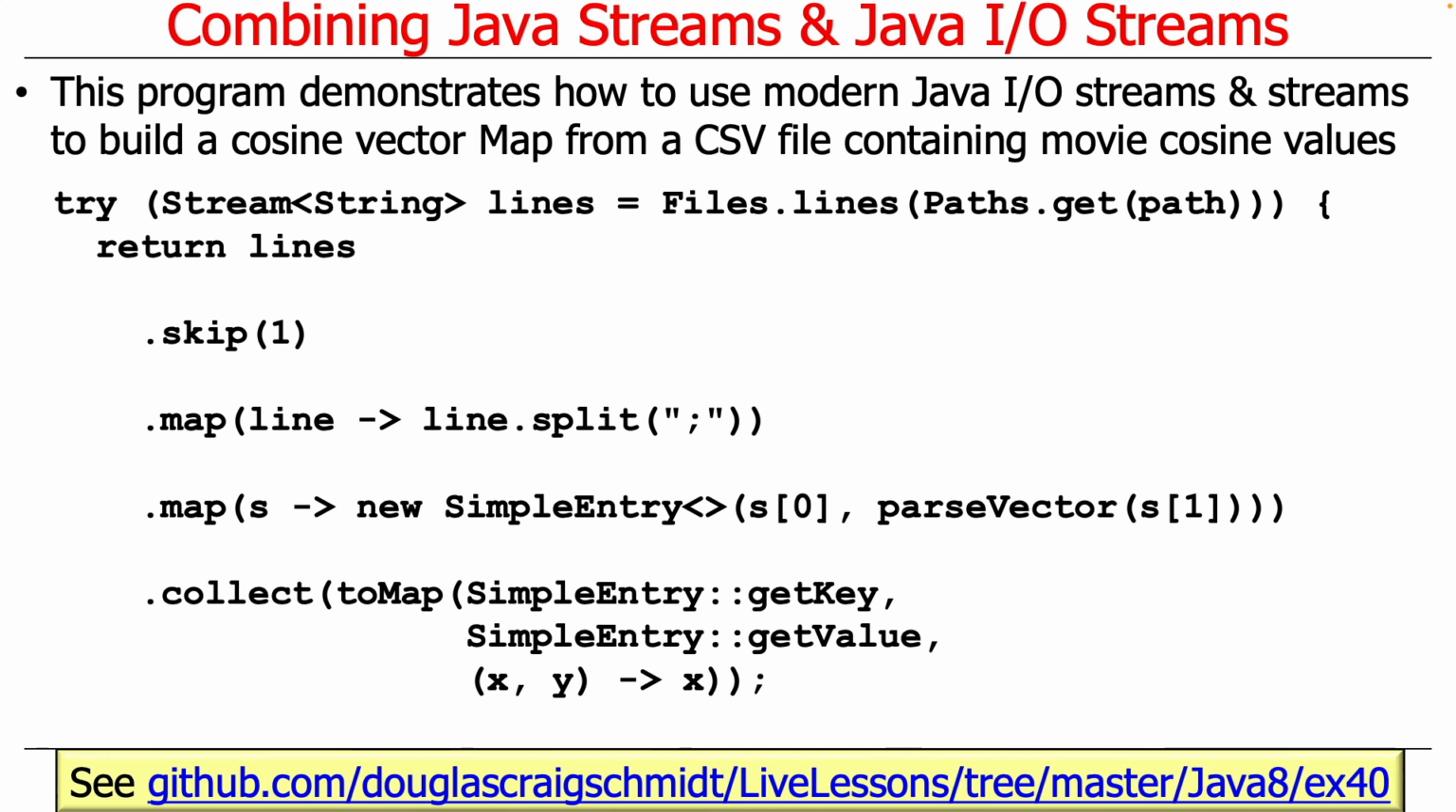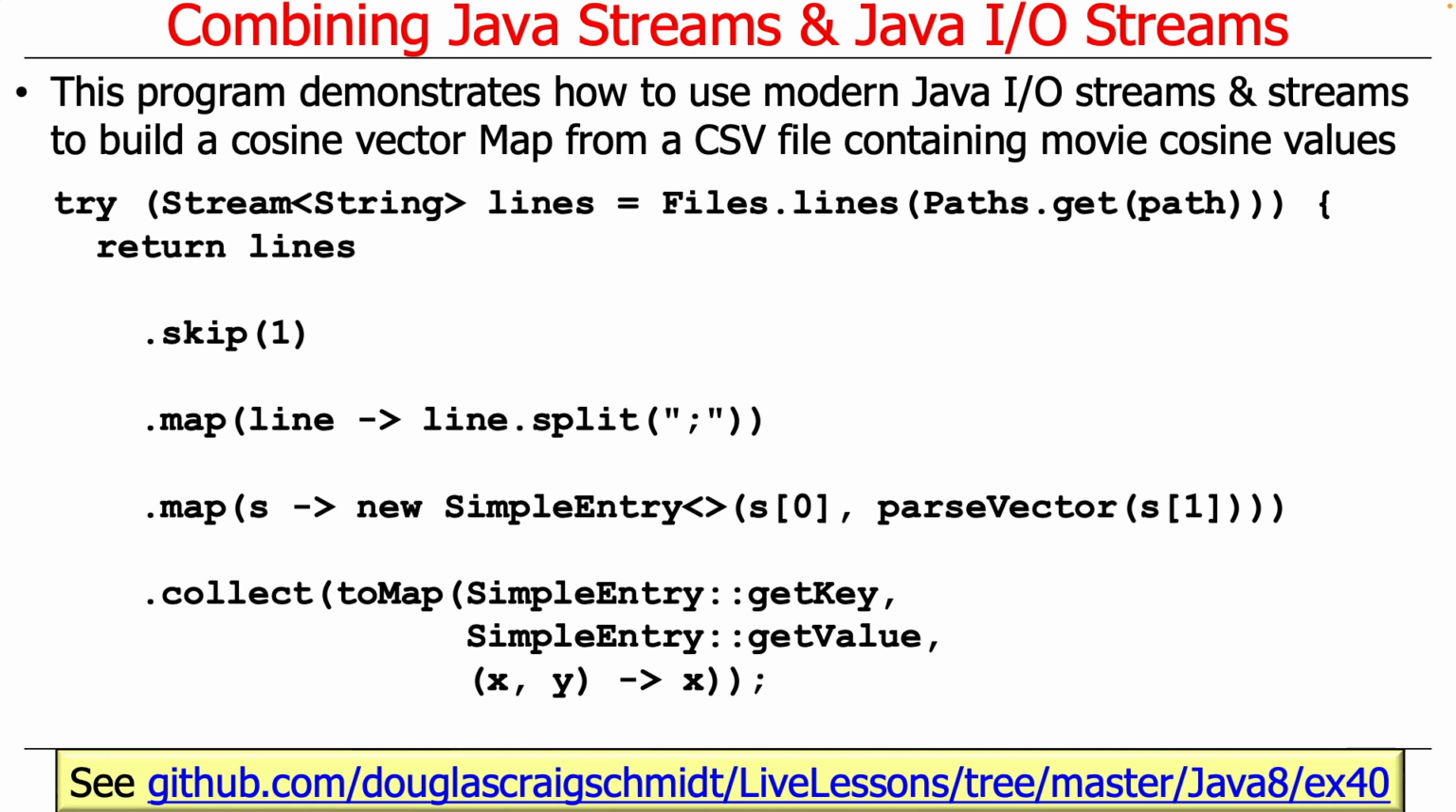And here's a simple example. This illustrates how to use a modern Java I/O stream capability and Java streams to build a cosine vector map from a comma-separated value file containing movie cosine values. Why the heck would you want to do this? If you were building a recommendation engine, you might have a file consisting of movies and encodings of information about the movies, like what's the genre, who are the actors, who's the director, what's the movie rating, PG, PG-13, R, and so on. And you could use this to build a recommendation engine. In fact, my class I teach in the spring does exactly that.